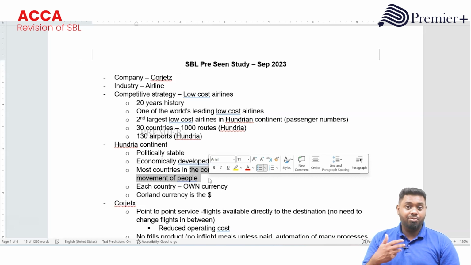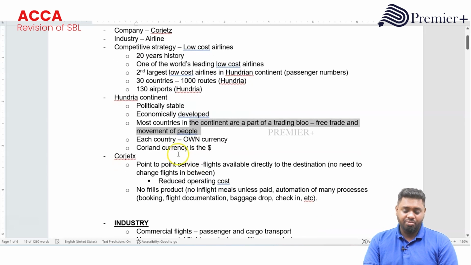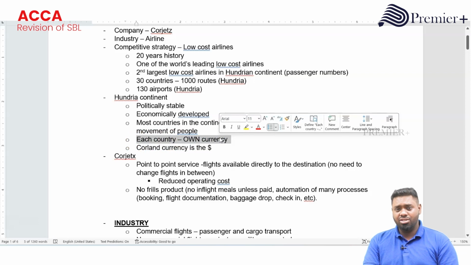Why? They promote free trade. If there is no such trading bloc, there could be more challenges when setting up airline services in other countries. Each country in the trading bloc uses its own currency, so there is no regional currency such as the euro.